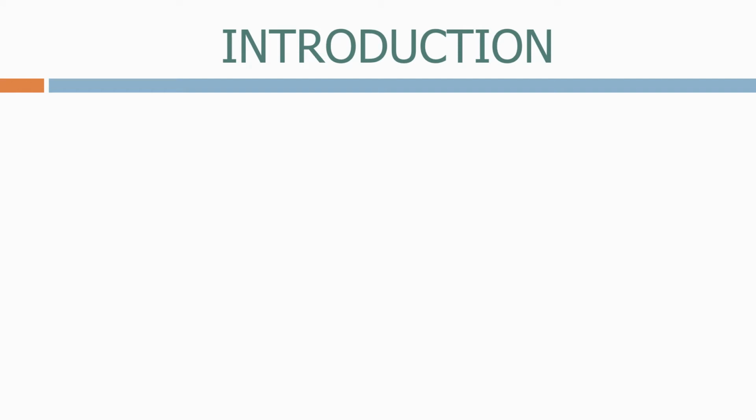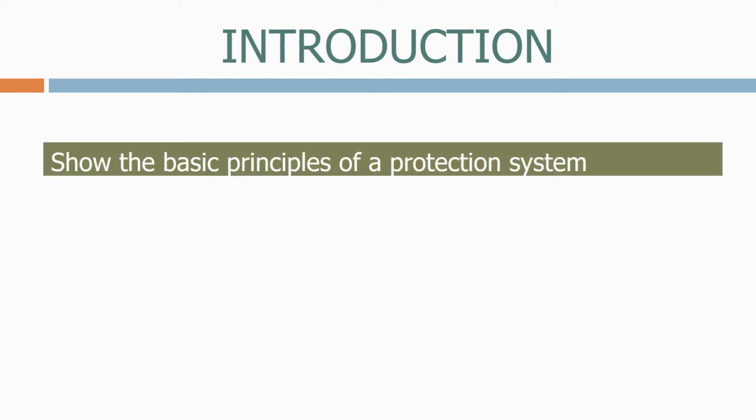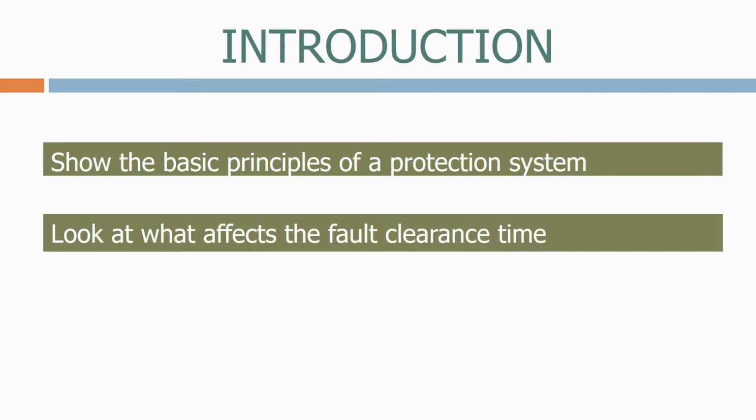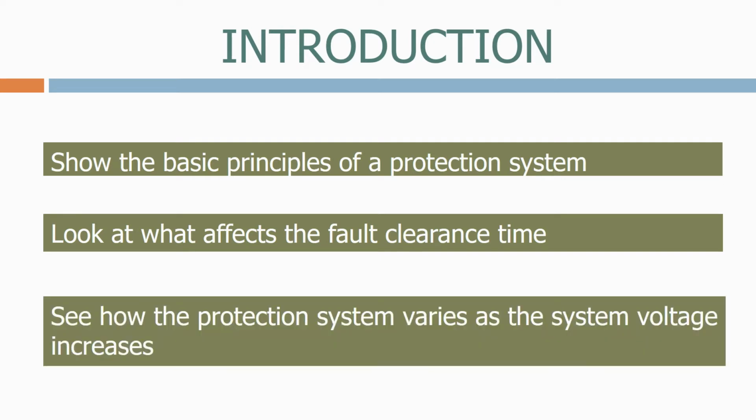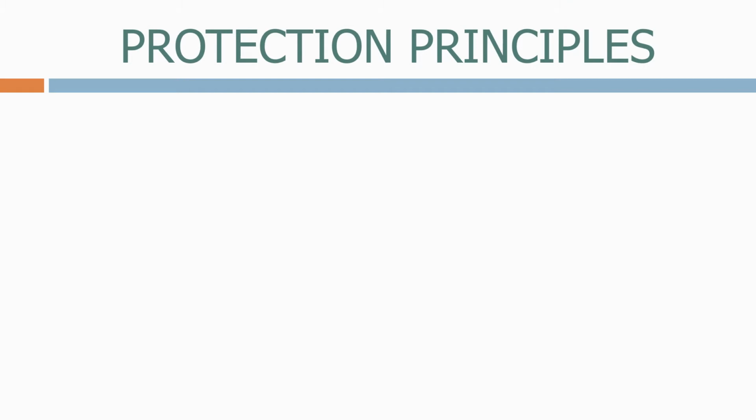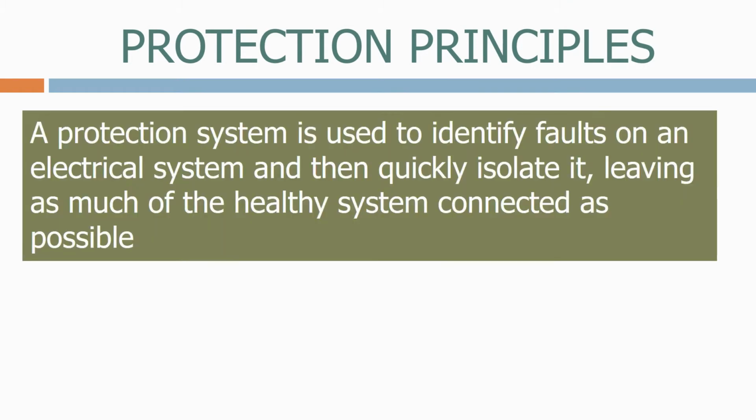The aims of the course today are: show the basic principles of a protection system, look at what affects the fault clearance time, see how the protection system varies as the system voltage increases. A protection system is used to identify faults on an electrical system and then quickly isolate it, leaving as much of the healthy system connected as possible.